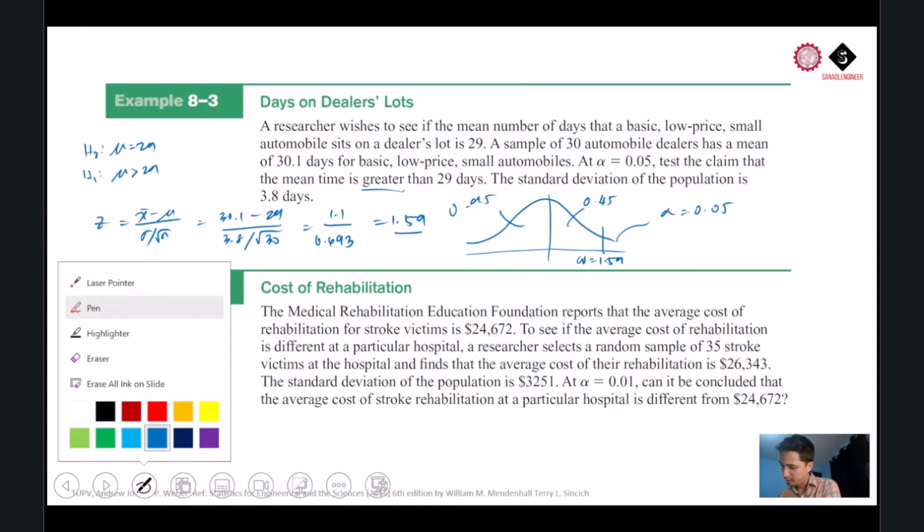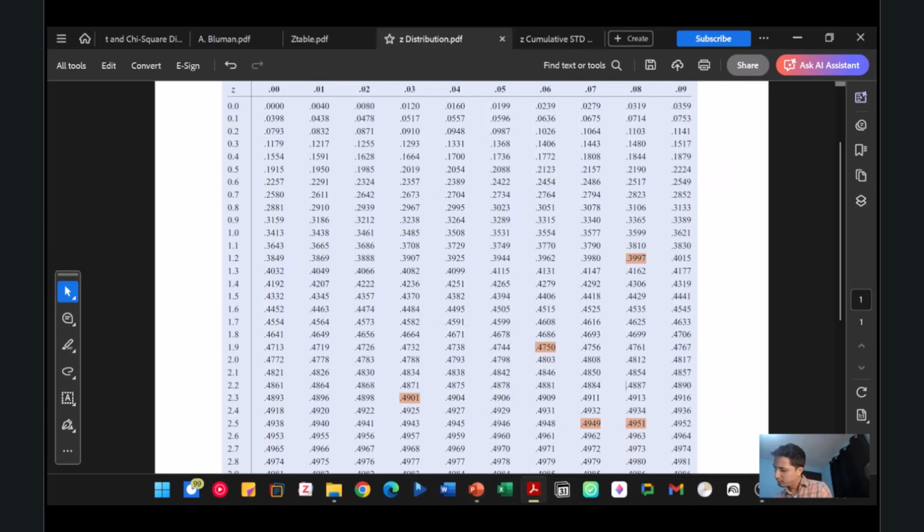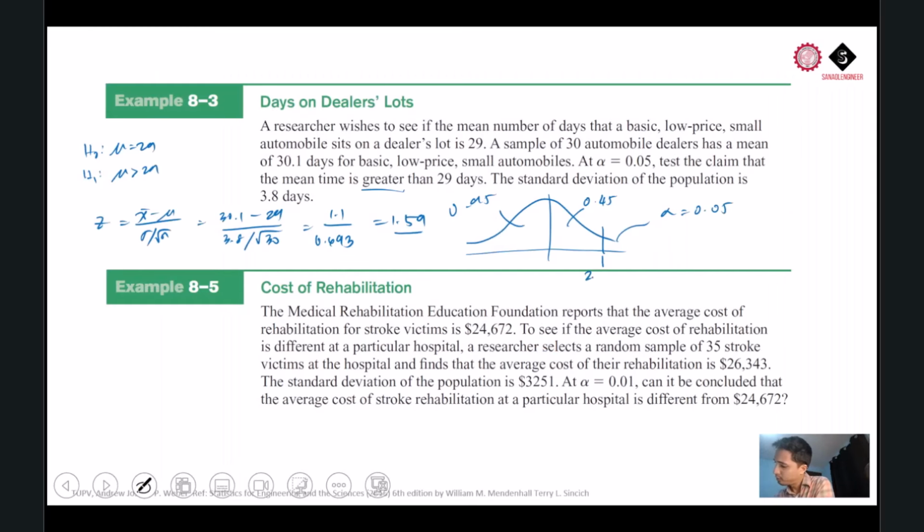The critical value is 2.57, but the test value is 1.59. So you are not in the critical region. So the conclusion is accept the null hypothesis, or you fail to reject the null hypothesis.